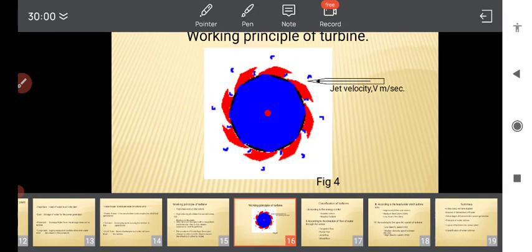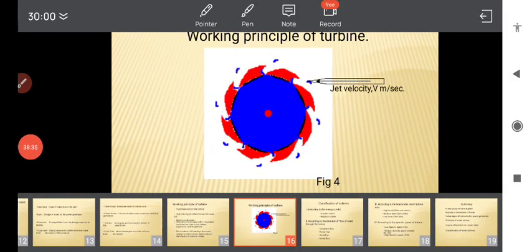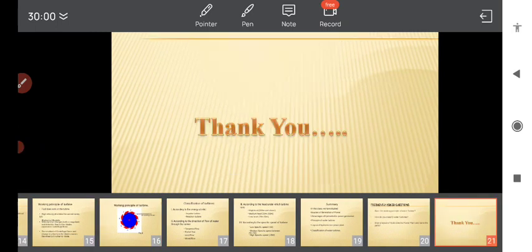Okay, in the coming next class, we will discuss the working principle of impulse turbine and the difference between impulse turbine and reaction turbine, velocity triangles of Pelton wheel and some simple problems on it. We will discuss all these in the coming next class.